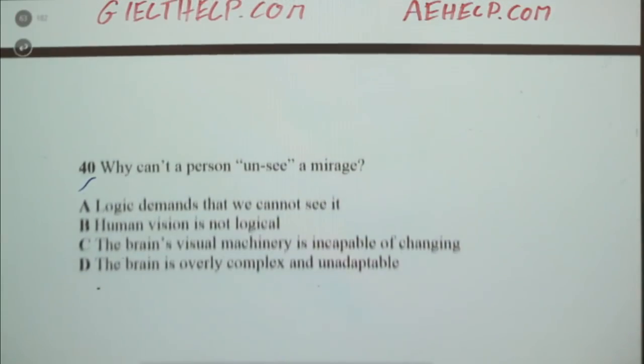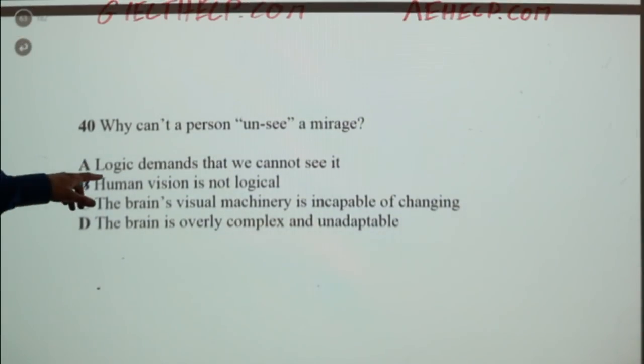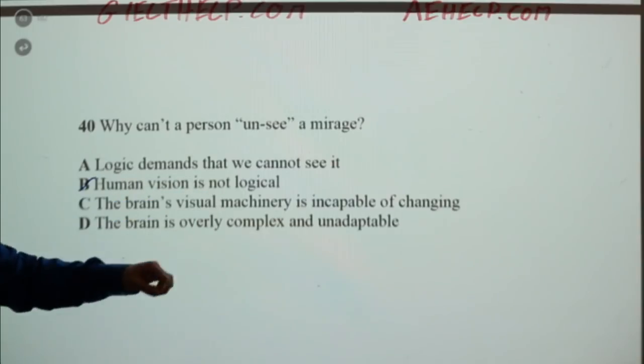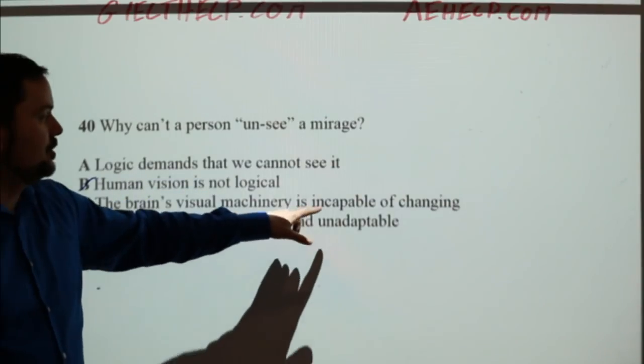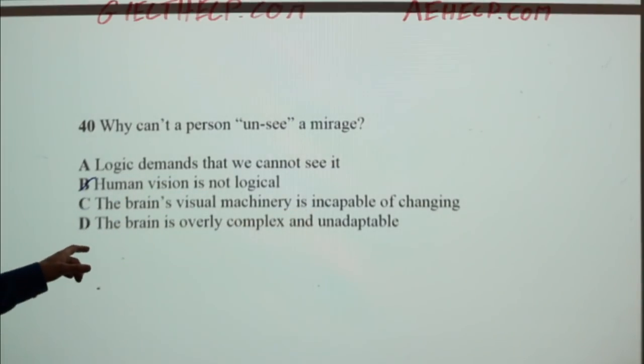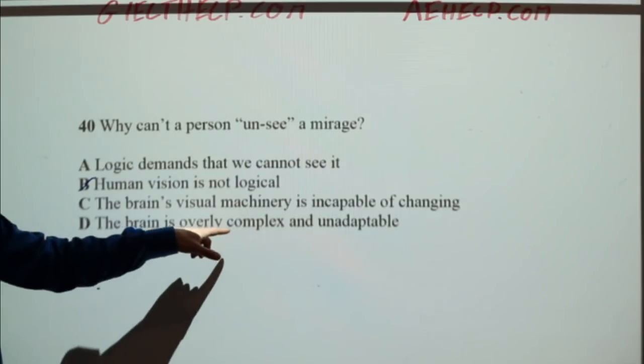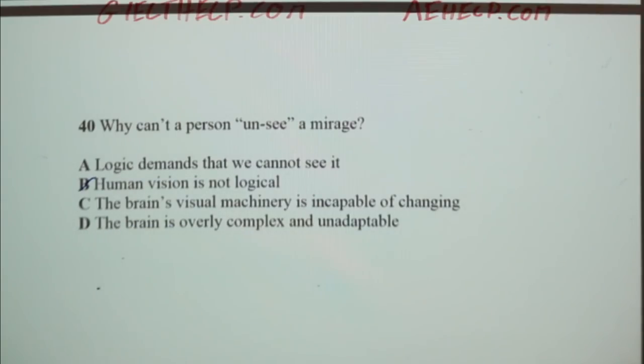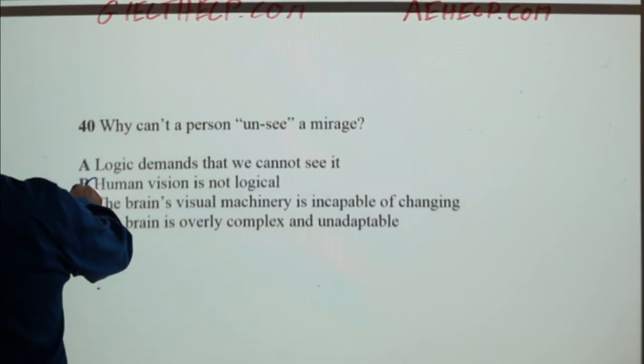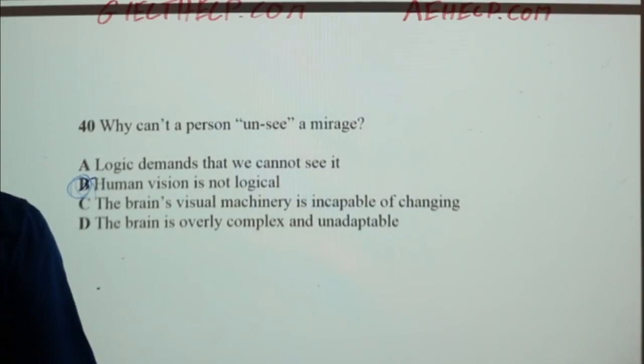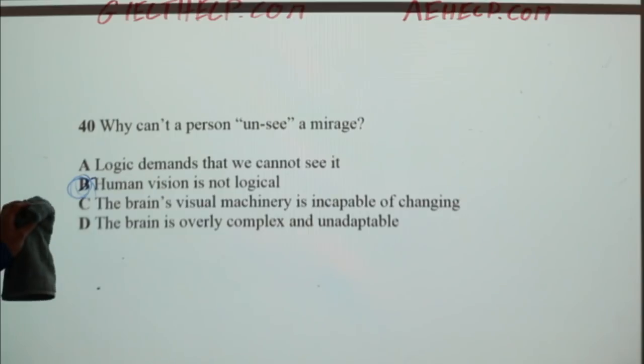Number 40. Logic demands that we cannot see it. Human vision is not logical. The brain's visual machinery is incapable of changing. The brain is overly complex and unadaptable. Yeah, I would probably go with B, okay? So B is most likely the correct answer.